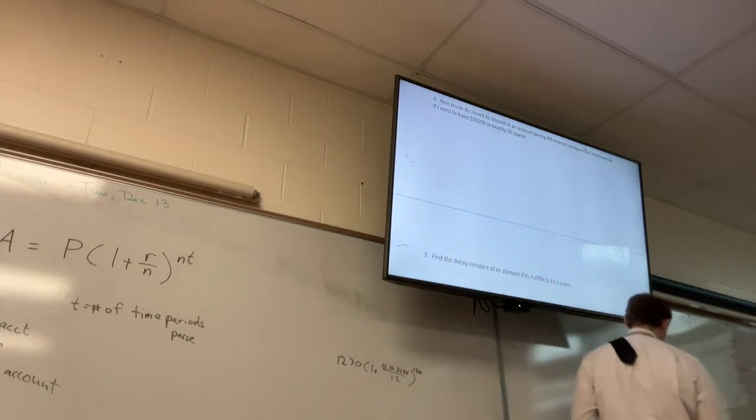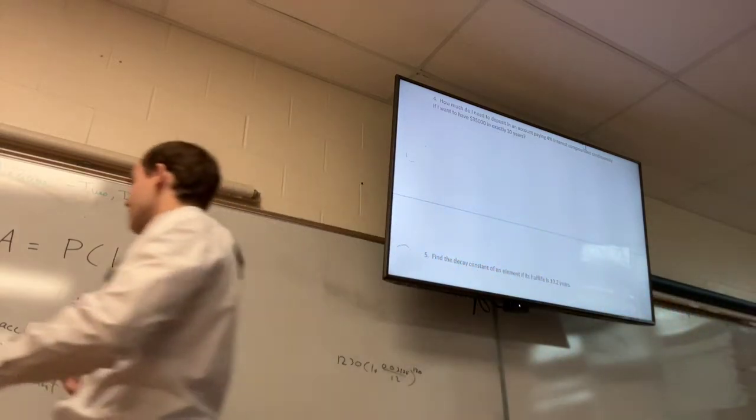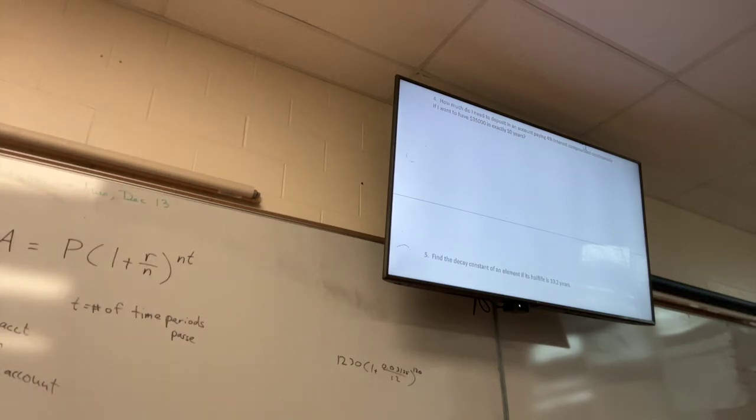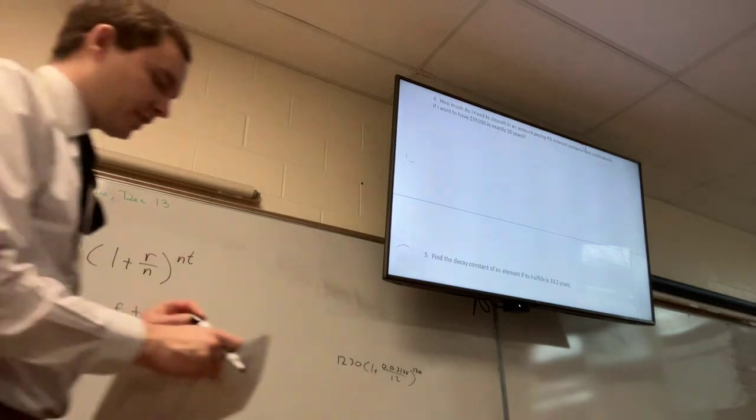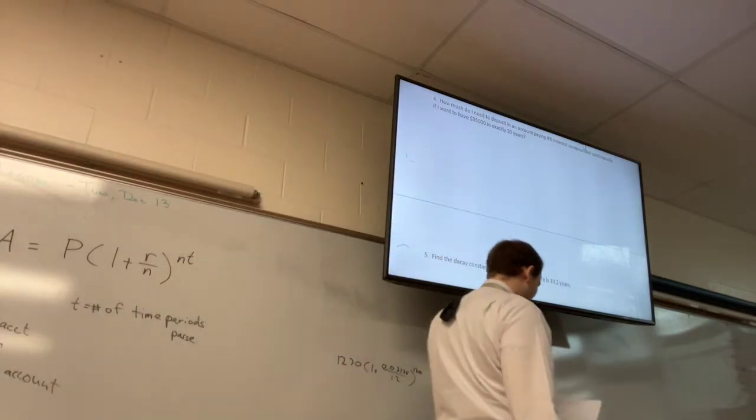So this is a slightly different formula from the compound interest. This is compound interest right here. Let's make sure we have these straight, okay? Compound interest is right here. Continuously compounded interest is a little different. Does anyone know the continuously compounded interest?